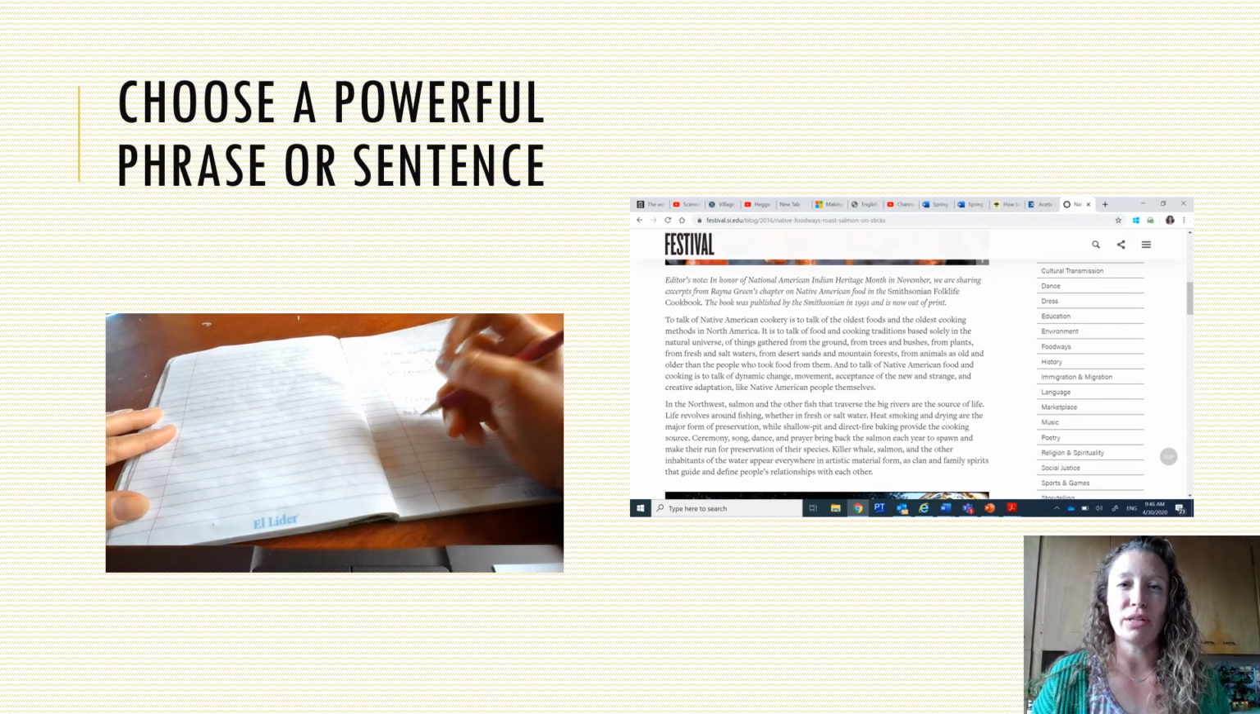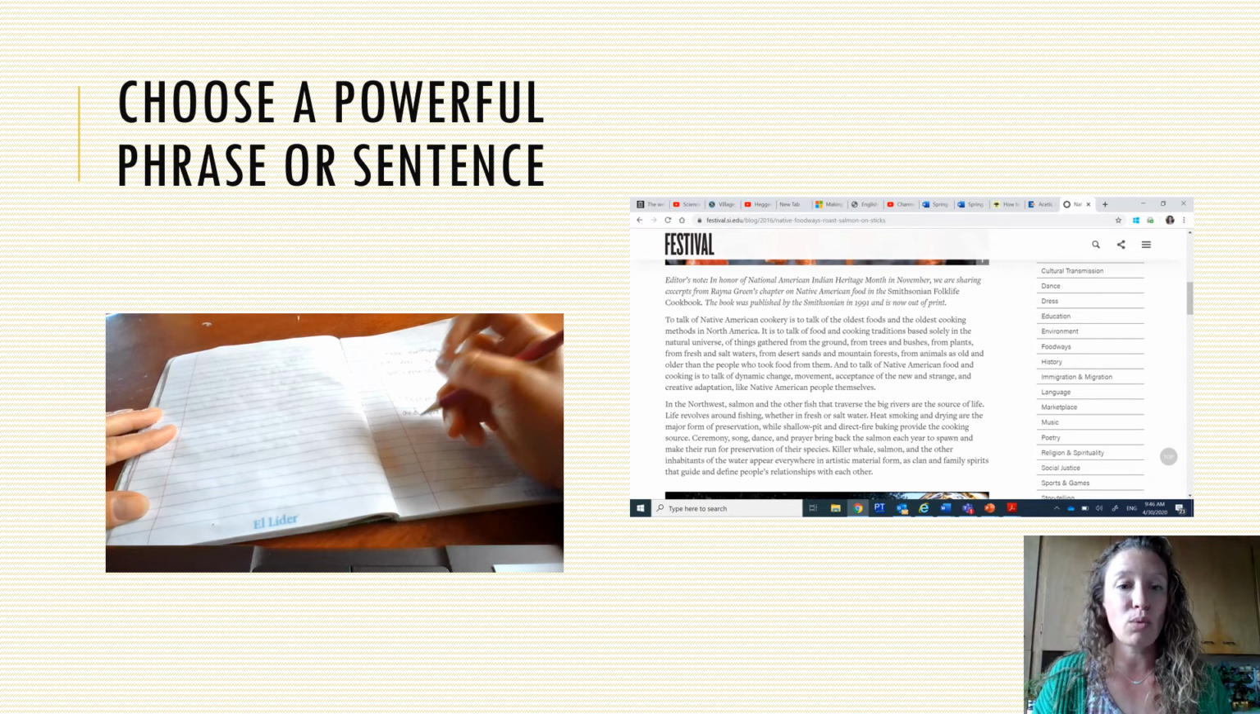As I read this article, a few lines stood out to me, and I thought that I could quote them in my expository piece of writing to really show strong evidence of what I'm saying and that it's true. One thing that really stood out to me was that heat, smoking, and drying are the major form of preservation, and this is for the Northwest people indigenous to this land.